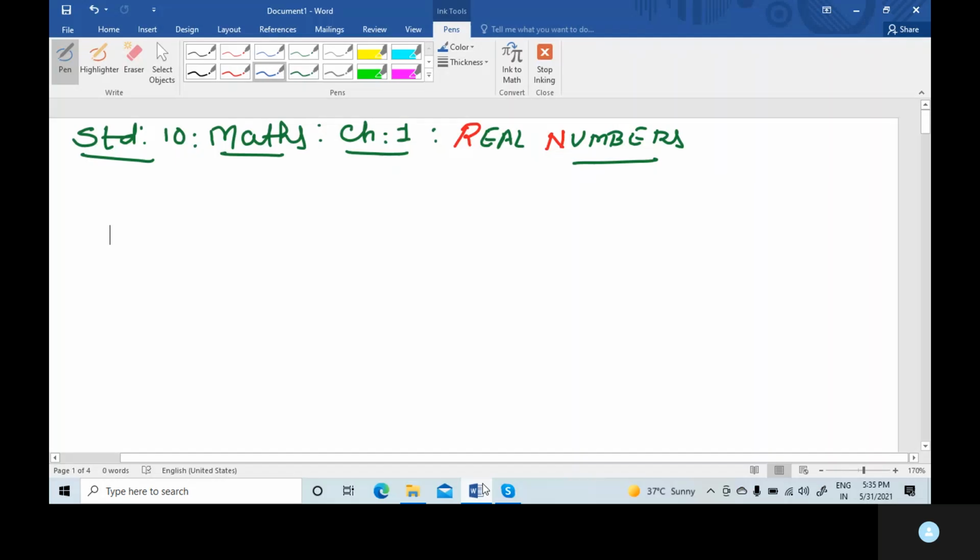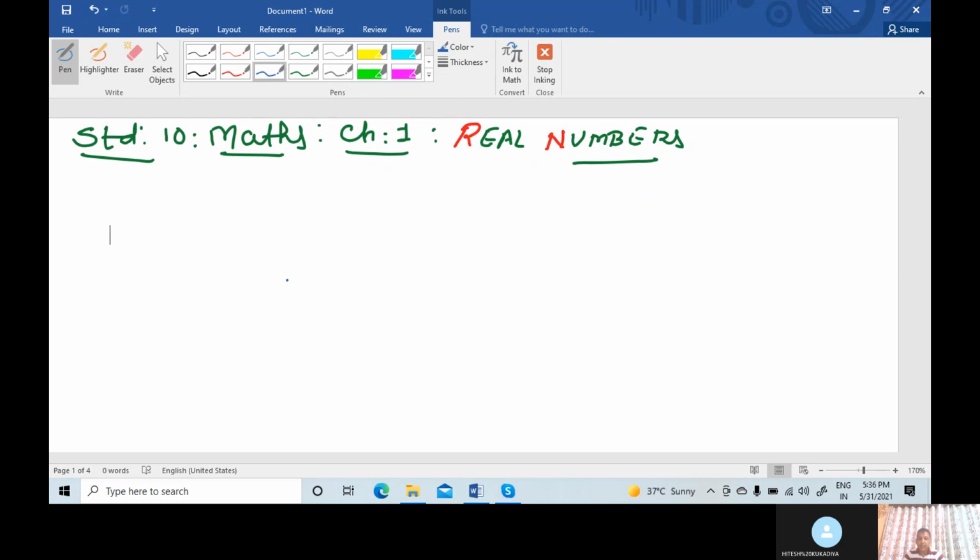In the last lecture, we discussed Chapter 1, Real Numbers. The HCF and LCM of two numbers are completed, and we have already started three numbers. We explained only one sum on finding HCF and LCM. Now we continue with the next sum: we find the HCF and LCM for three numbers, right?